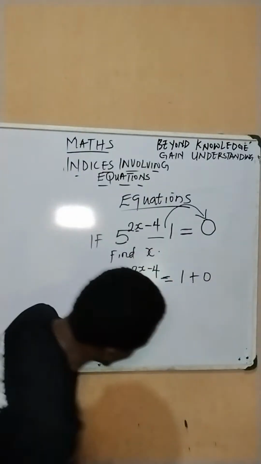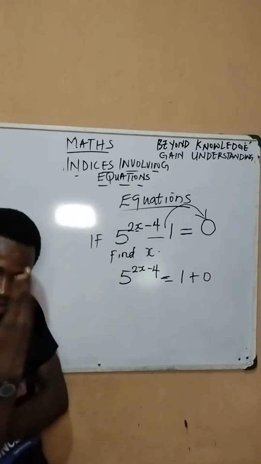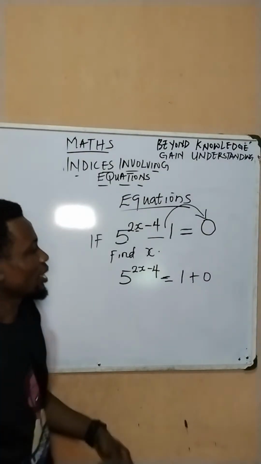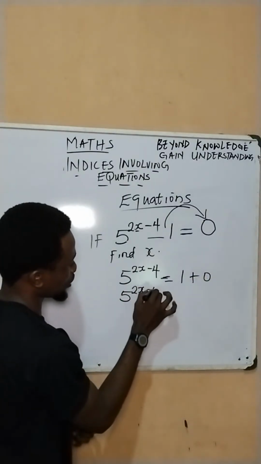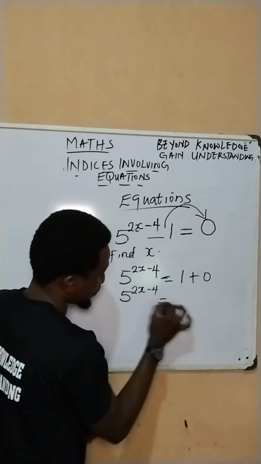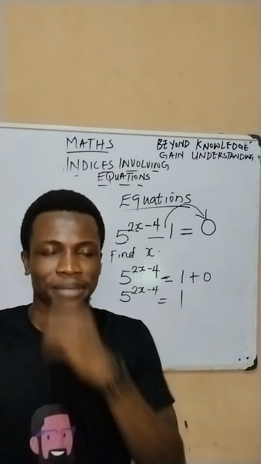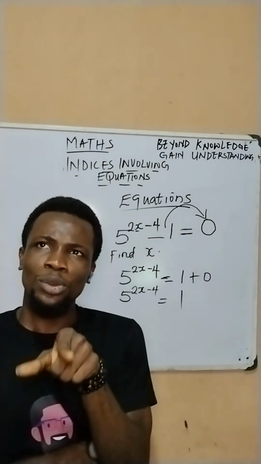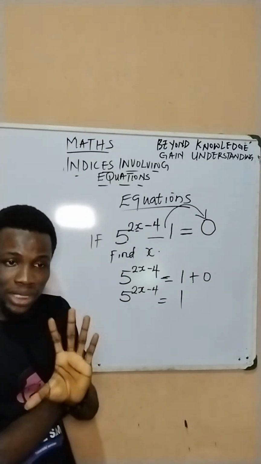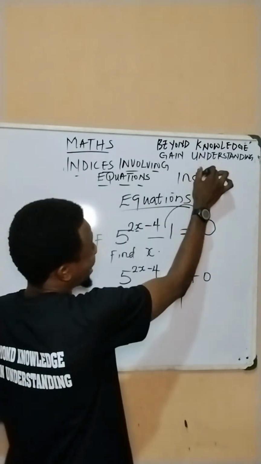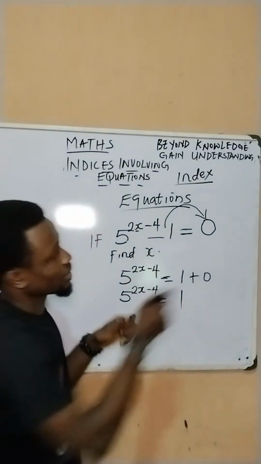So we've not done much, but we've done something, and that can get us started. If I go forward, I can write it as 5 raised to the power of 2x minus 4 equal to 1, because 1 plus 0 on the right hand side is just 1. The next thing to do is this. Indices comes from the word index, like I said at the beginning of this class, and index in maths means powers.